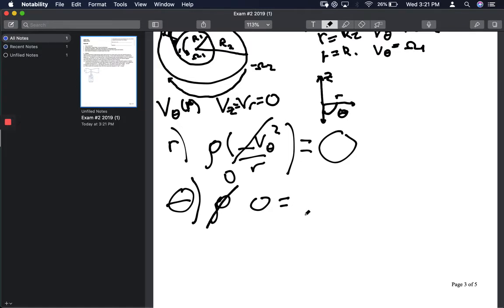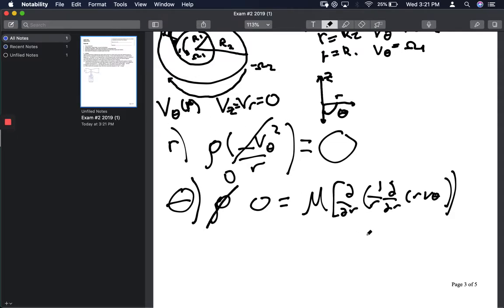The next term is mu here. Mu is just viscosity, of course. So mu times d dr of 1 over r times d dr of r v theta. Now we keep this one because it has a v theta term and it changes with respect to r, and that lines up with what we were saying earlier.